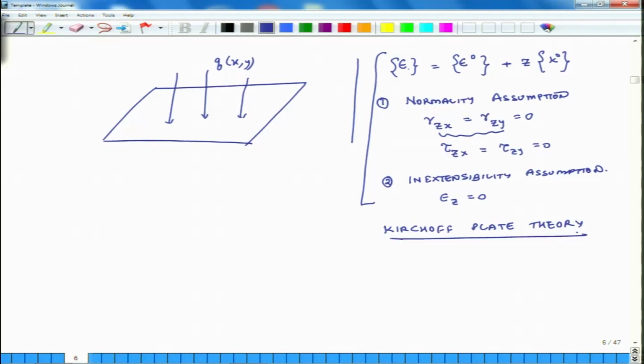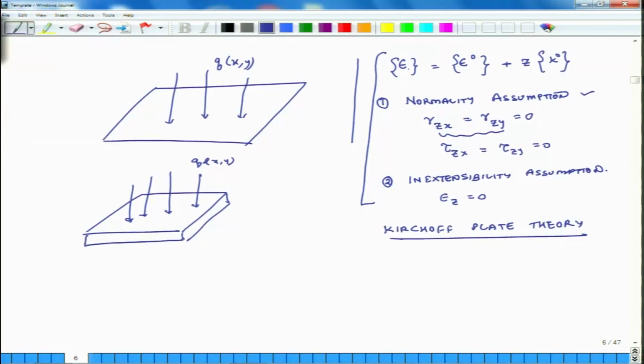Kirchhoff plate theory, right. So, the first assumption is related to normality and the second one is related to inextensibility. Now, consider this: if there is a plate and suppose it is seeing some external transverse load qxy, and I am actually just drawing the 3-dimensional because it has some thickness. I am not drawing just the midplane, but also the thickness.